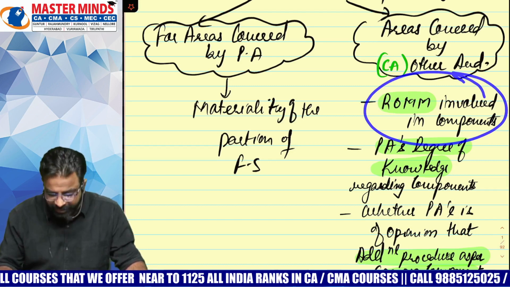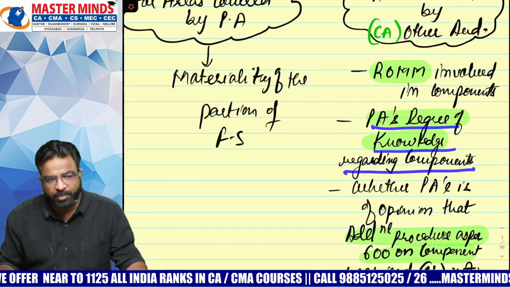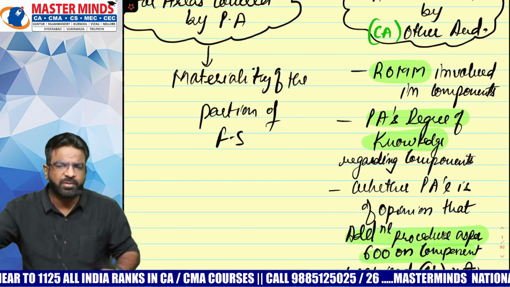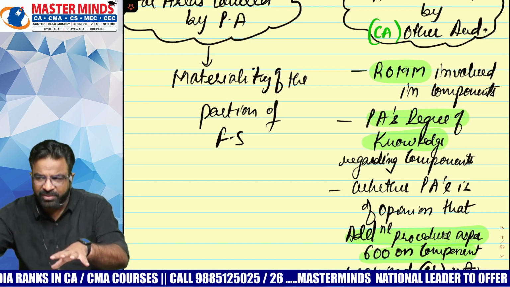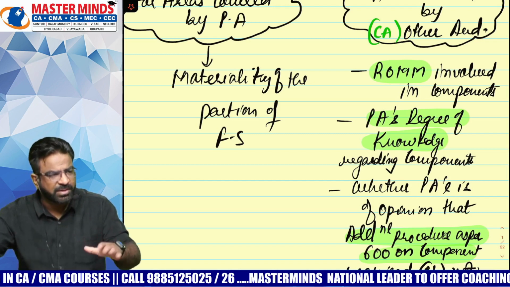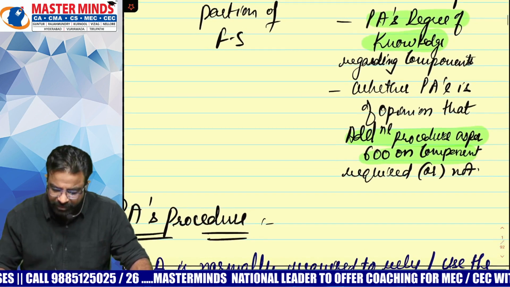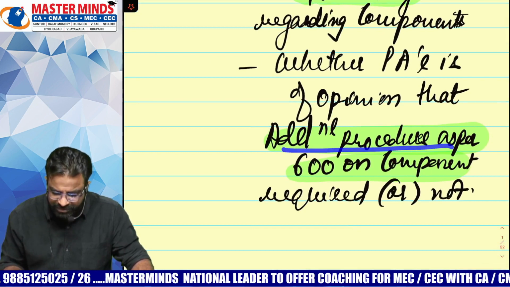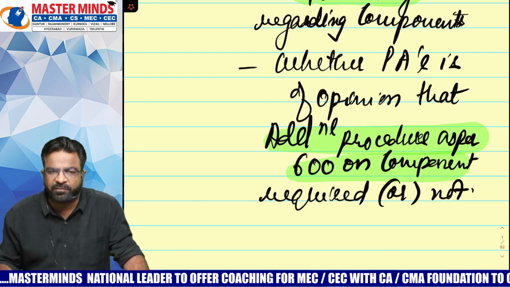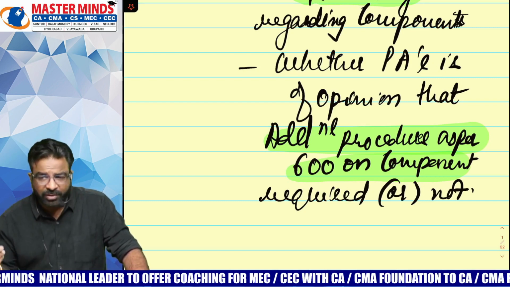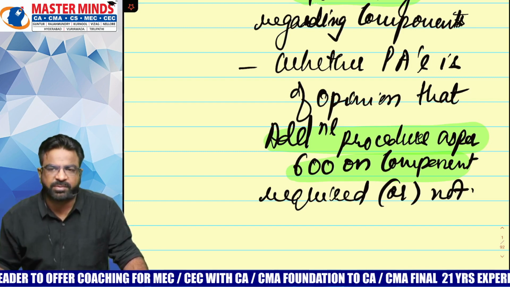So that is factor number 1, which will push you to use the work: ROMM is very high. What is factor number 2? The PA's degree of knowledge regarding the component. If you have A to Z full knowledge of the component, then there is no requirement of using the work of the component auditor. But if you have partial knowledge, then on partial knowledge alone you can't do the complete audit. Then make use of the component auditor. What is the third factor? Whether the PA is of the opinion that additional procedures as per 600 on the component auditor are required or not. If you think that the component's work is not even 1% of your total audit, don't use it. If you think that component is a major contributor to the whole consolidated audit, then make use of the work of the component auditor.